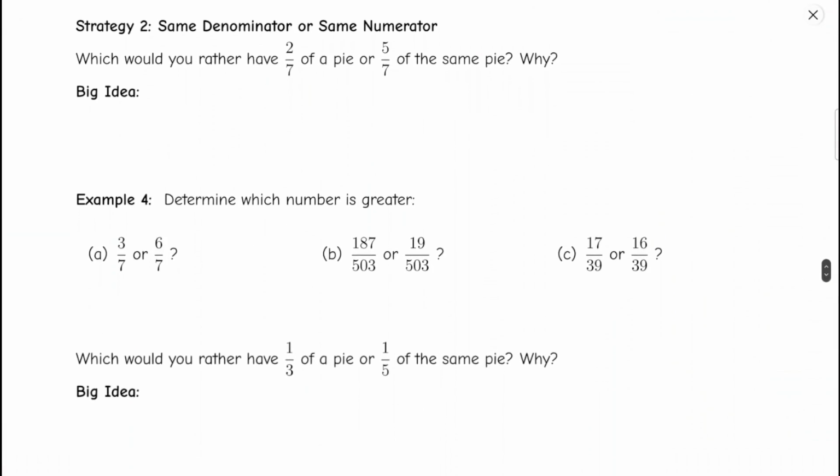Strategy 2. Same denominator or same numerator. Which would you rather have? 2/7 of a pie or 5/7 of the same pie? Why? Well, here I'm assuming we would prefer the 5/7.